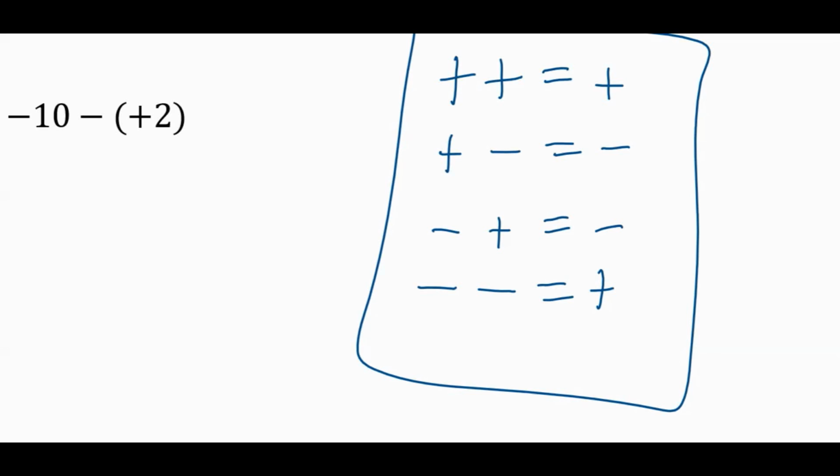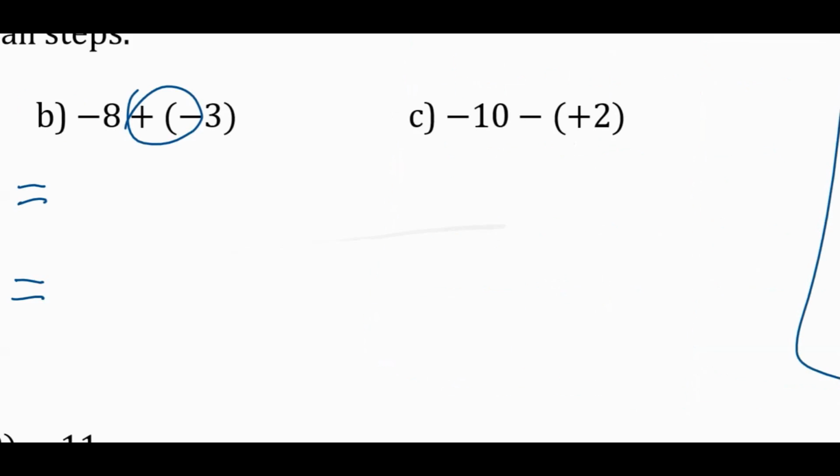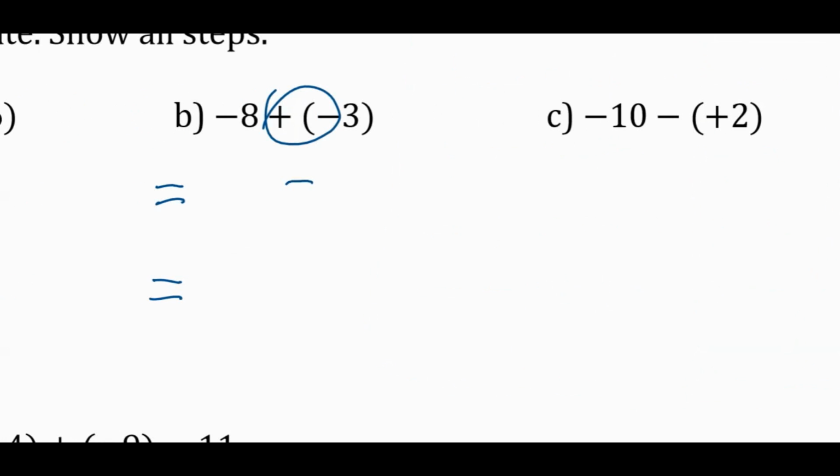So what happens to the negative 8? Nothing. We leave it alone. Be careful of that. The 8 only has 1 sign in front of it. It doesn't change. The only thing that changes is those 2 signs turn into 1. Does that make sense? And what is negative 8 minus 3? Nice, negative 11.